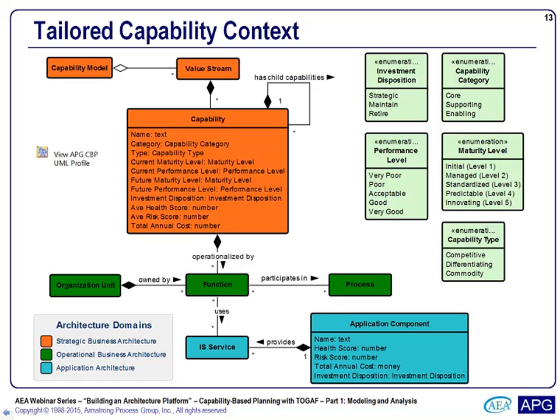So maybe, starting back here at the top again, one of the real traditional notions of a capability model is that it's often contextualized by a value chain, which may be expressed as a collection of value streams.